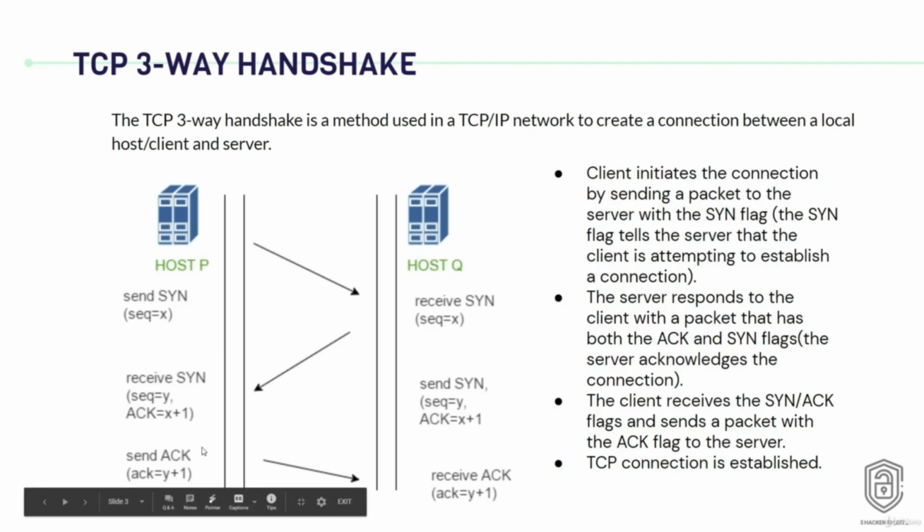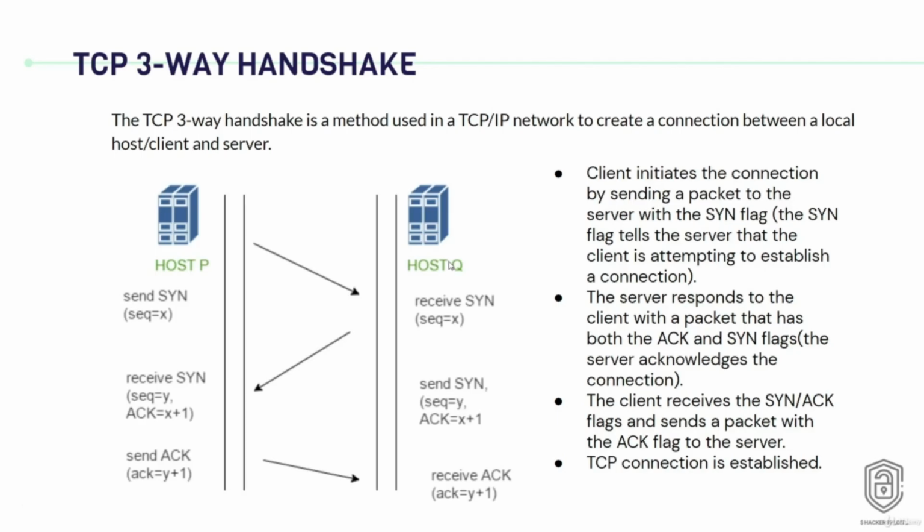And he's then going to send an acknowledgement, right? And the acknowledgement is then sent back to the server, and you can actually go through the description here. So the client initiates the connection by sending a packet to the server with the SYN flag. The SYN flag tells the server that the client is trying to establish the connection. The server responds to that client with a packet that has both the SYN and ACK flags.